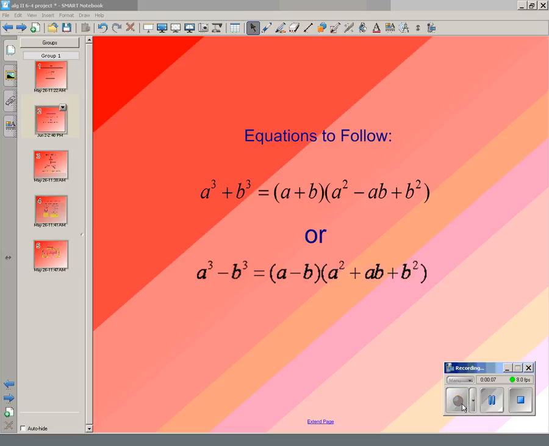When solving a polynomial equation in the quadratic form, you must figure out whether you need to use one of these two equations. You will use one no matter what, but it's a matter of figuring out which one to use. The equations are a cubed plus b cubed equals a plus b times a squared minus ab plus b squared. Or you will use a cubed minus b cubed equals a minus b times a squared plus ab plus b squared.